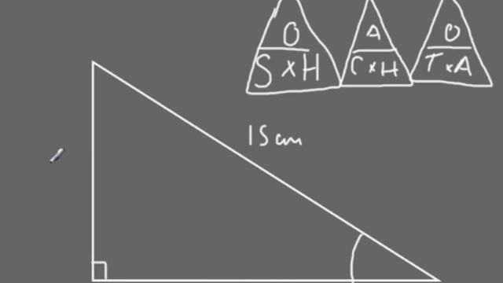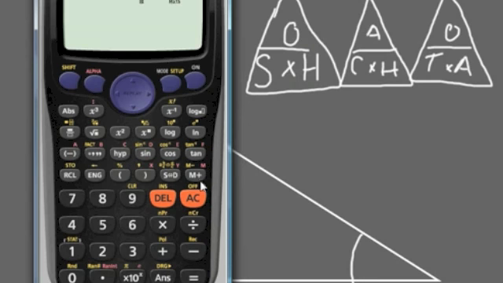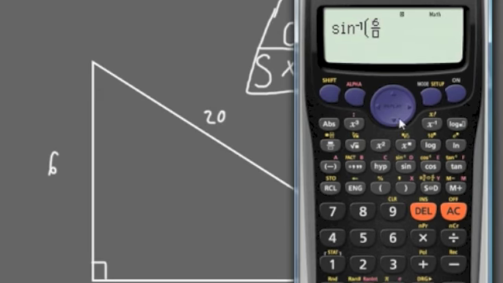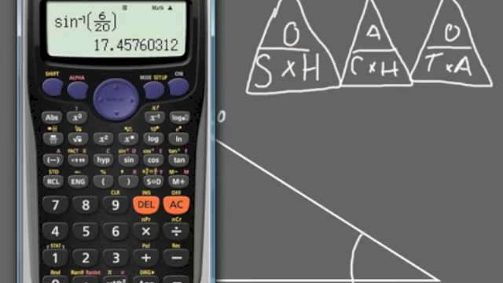Now, say you've got this one right here, and this was 6, and this was 20. What we've now got on here is the opposite to the angle, and the hypotenuse. So the opposite and hypotenuse means we need sine. So in here, we would do shift sine. This is sine to the -1, or arc sine, of the opposite, which is 6, over the hypotenuse, 20. That tells me that angle right there is 17.45. So that is to find an angle. What we'll do now is look at finding a missing length.